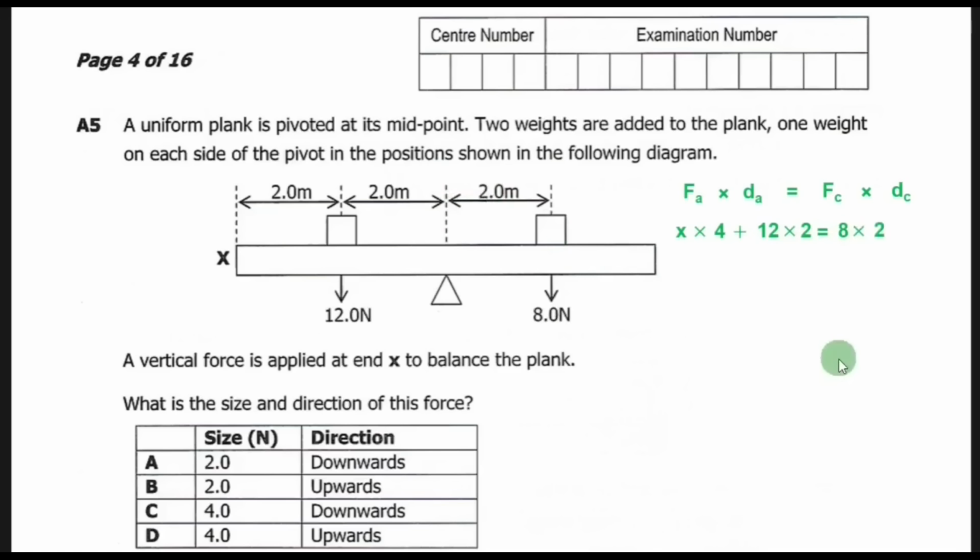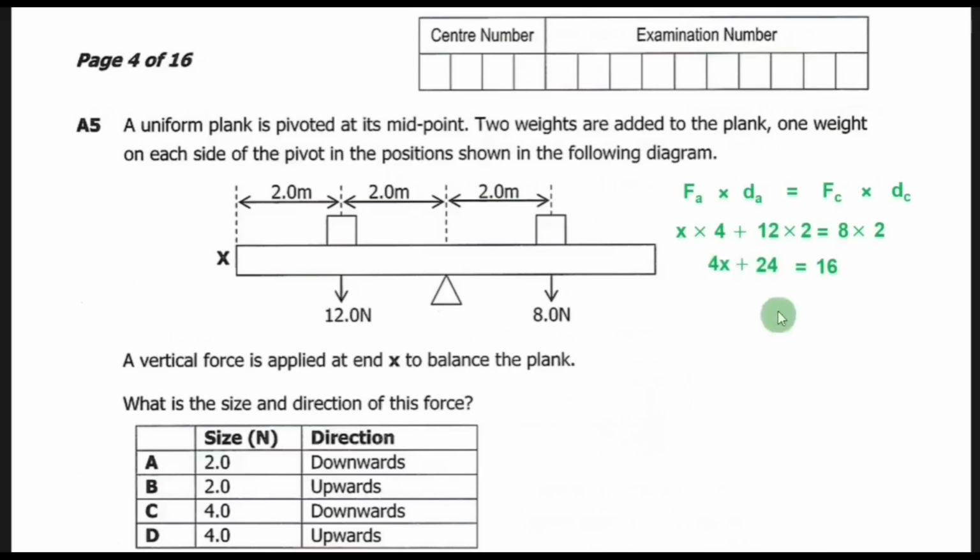All right. So now, the moment we substitute these values, this ceases to be physics. Now it becomes a mathematical problem, in this case an algebraic expression. So we say x times 4, which is 4x, plus 12 times 2, 24, equals 8 times 2, which is 16. So now we have 4x plus 24 is equal to 16. For us to know what x is, we must make x the subject of the formula.